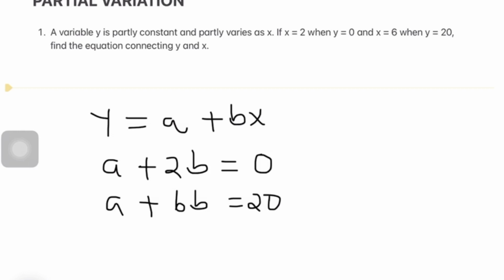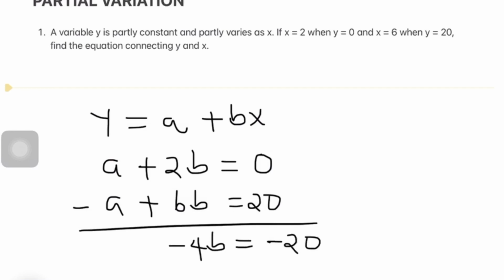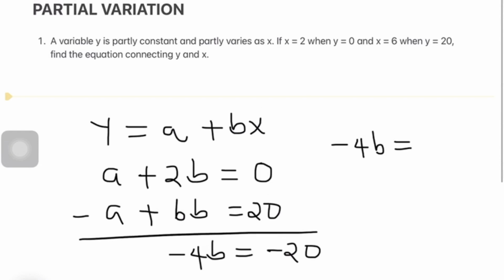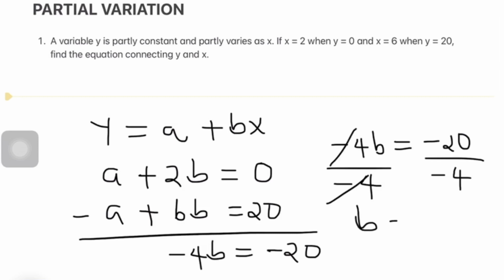Now let's solve for the values of a and b. I'm going to use the elimination method, and I'm subtracting. A minus a is 0, 2b minus 6b is equals to minus 4b, is equals to 0 minus 20, which is negative 20. Be careful. Minus 4b is equals to negative 20. We have to divide both sides by negative 4 for us to get the value of b, and our value of b is equals to 5.